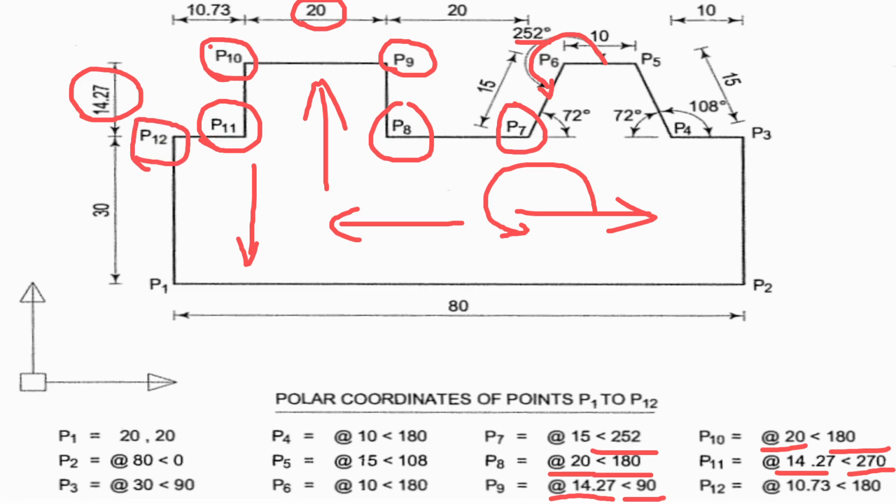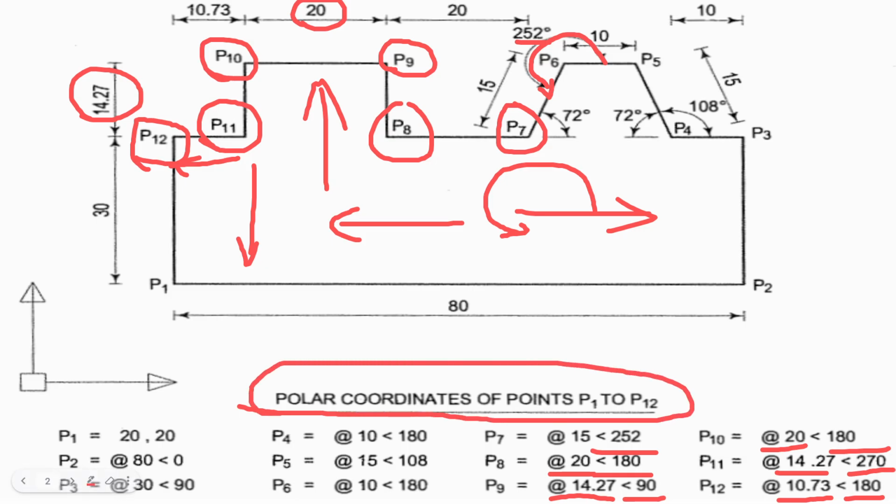The distance between these two is 10.73, and the angle, sorry, the angle along this direction is 180 degrees. So this is how we can represent the coordinates in the relative polar coordinate method.